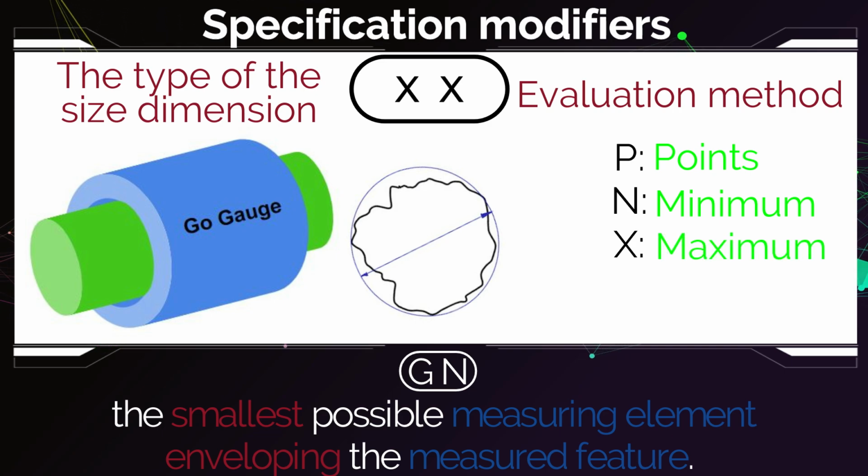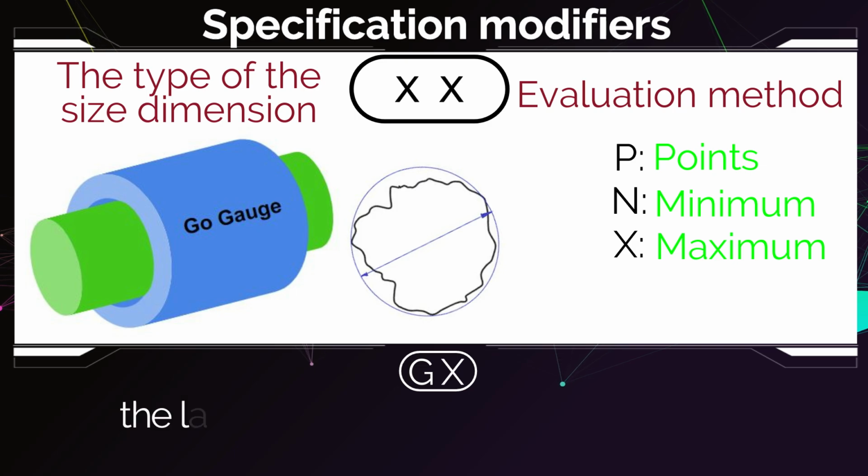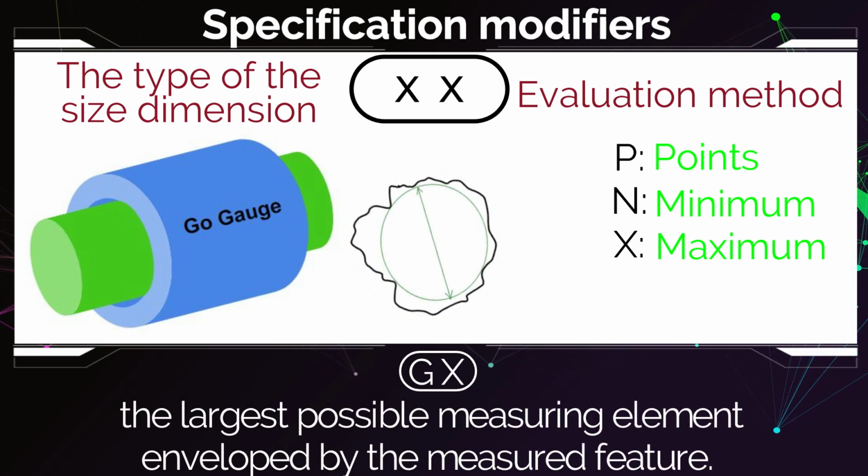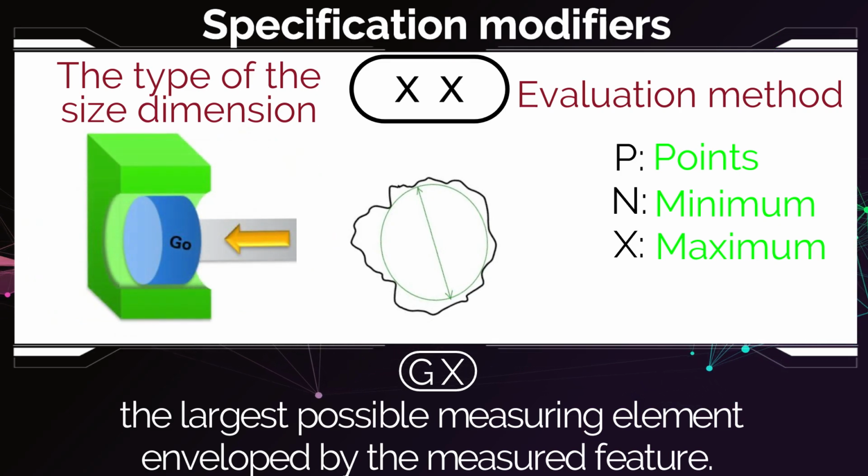X stands for maximal. It means that the result of the measurement is the size of the biggest possible enveloped geometrical element. So for the same hole diameter, the result of the measurement with an X is the size of this circle. An example for a GX measurement is evaluating a hole diameter using a pin gauge. There are, of course, tens of other possible combinations that you can generate. The meanings of the different letters can be found in the ISO 14405 and ISO 1101.